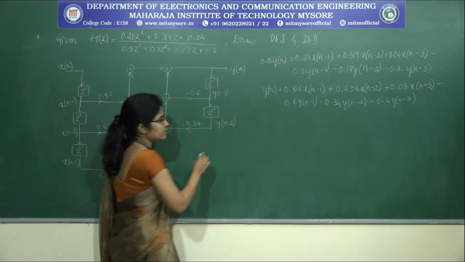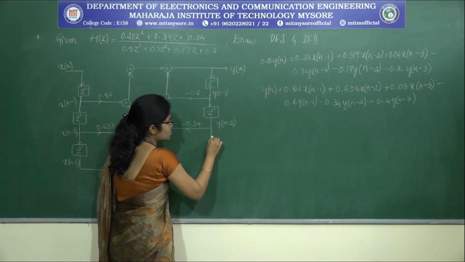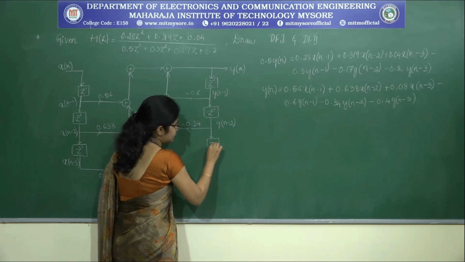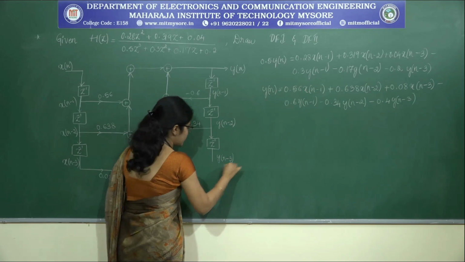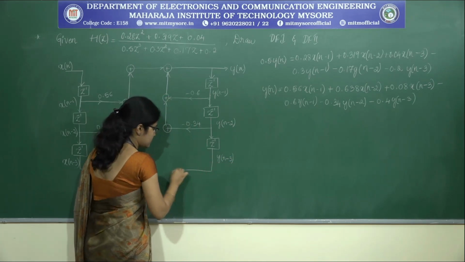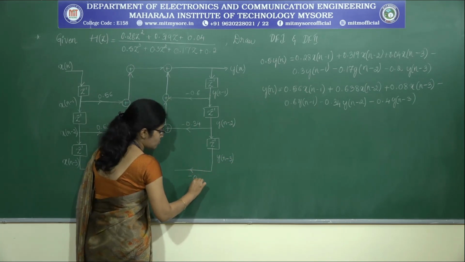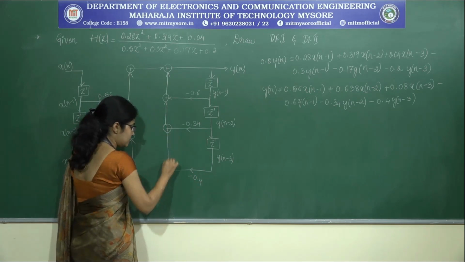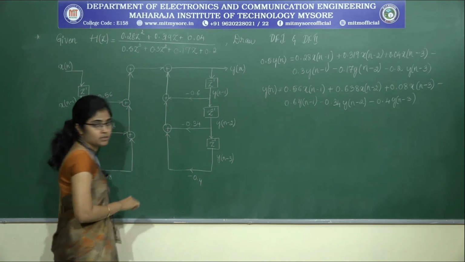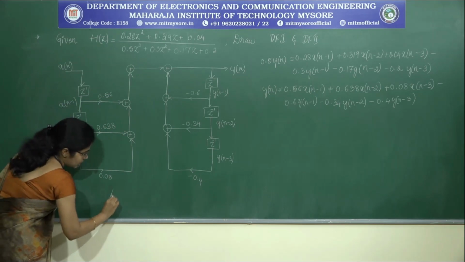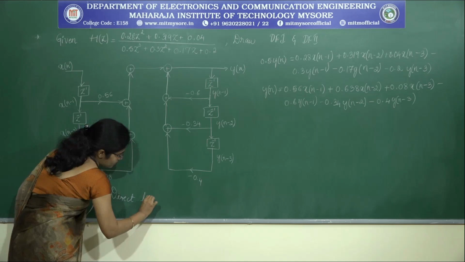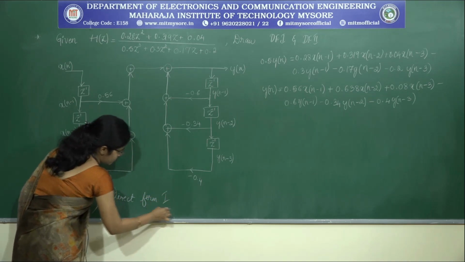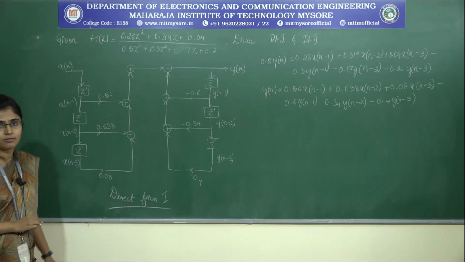And the last element is nothing but y of n minus 3. So delay this again, which gives us y of n minus 3. Multiply this with minus 0.4 and give it to the top adder. So this is nothing but our direct form 1 realization of an IIR filter.